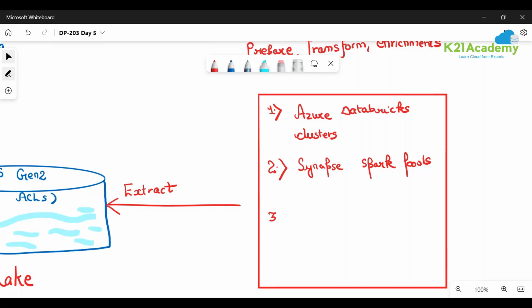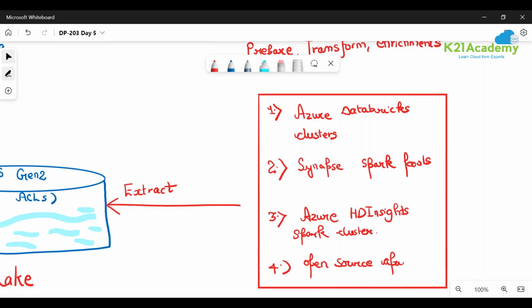Third, Azure HD Insight clusters. More specific, HD Insights Spark cluster. And the fourth is open source Apache Spark. Do it yourself. Set up your cluster yourself. Open source Apache Spark. 4 options. But obviously I have written them in the order of priority. Highest priority, then the next priority, and so on.